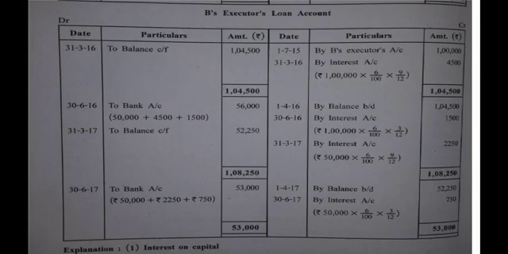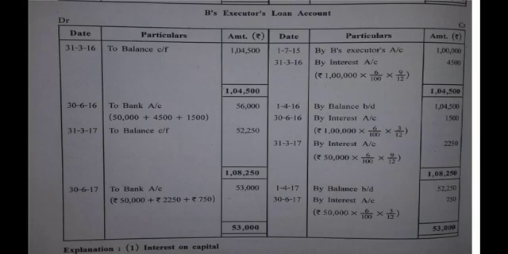So on debit side, if you will see, there is a payment of 53,000 on 30/6/17, which is 50,000 plus 2,250 plus 750, and the total on both the sides of this account is same. This means the amount of loan is paid completely. Alright, this is how you prepare a loan account of an executor. Let us quickly revise what we have done.